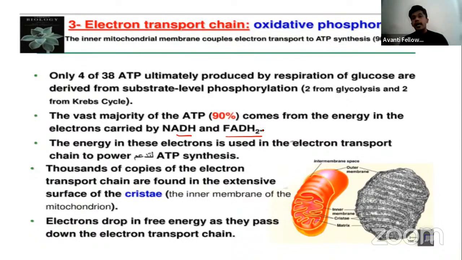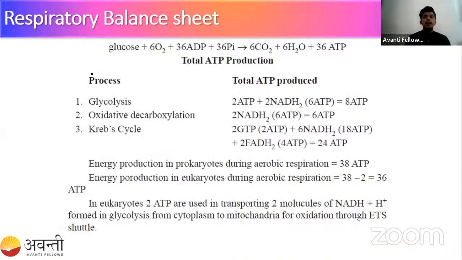So if you take the entire process of aerobic respiration, we get around 38 ATP molecules, out of which 4 are produced by glycolysis, and the rest is produced by aerobic respiration. Okay. Now another important concept that we have to study is the respiratory balance sheet, as we call it. That means in glycolysis, how much yield we get. In oxidative decarboxylation, how much yield we get. In the Krebs cycle, how much yield we get.